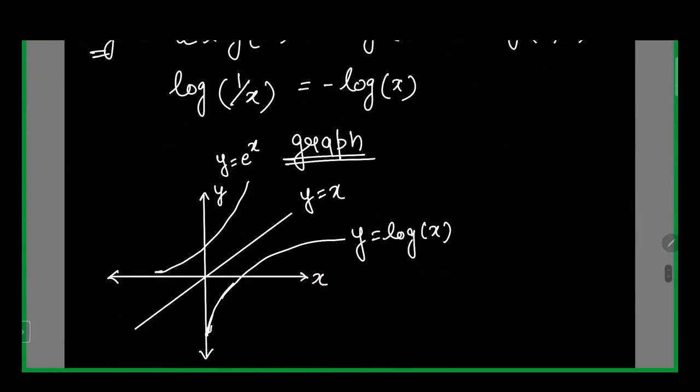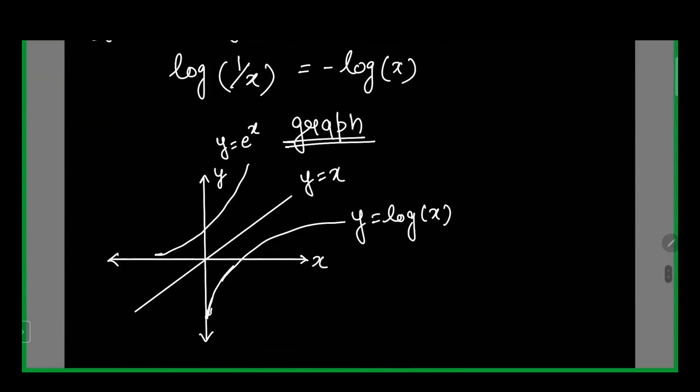Next point. What about the graphs? What is a graph of log x? So if this is a graph of y equals x, which is a linear growth, this is known as linear growth. And this is y equals e raised to x, which is very fast growth.